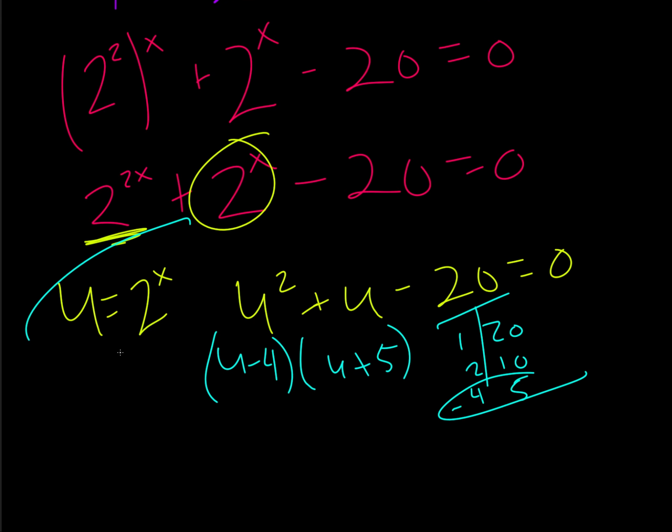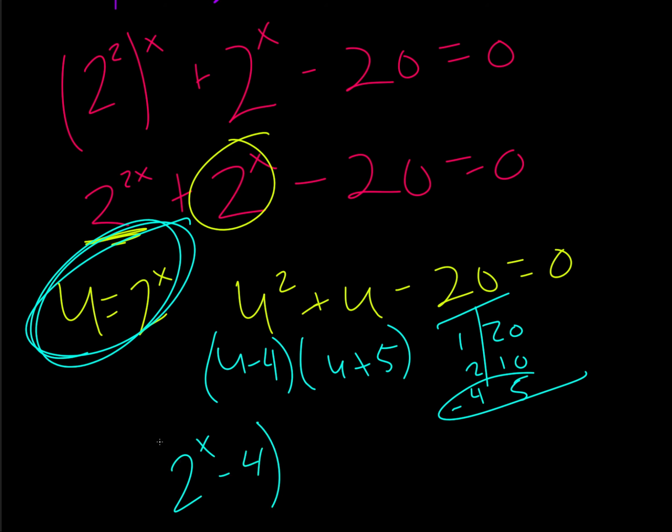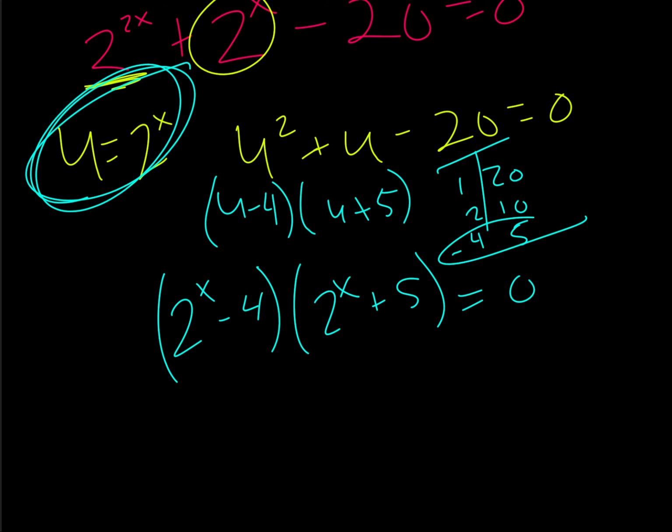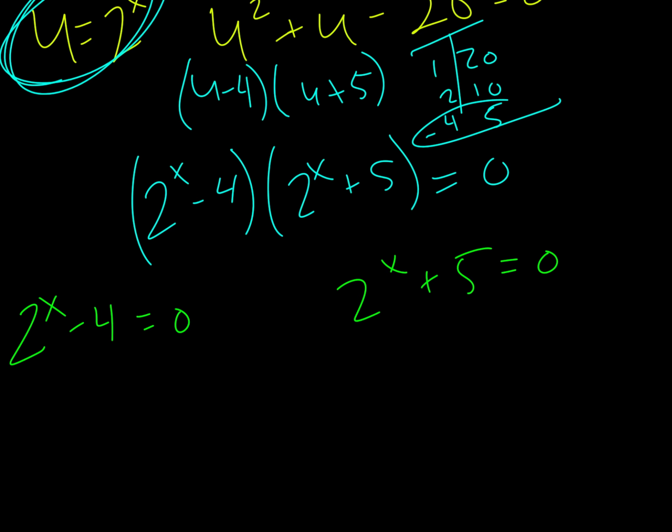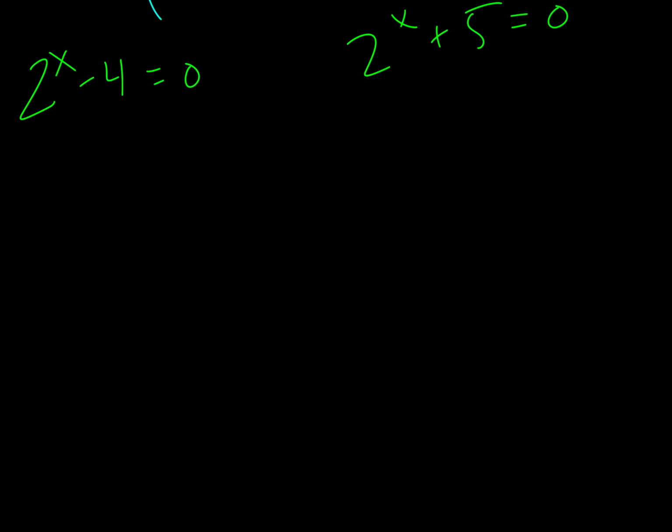And the final step is to just plug this back in. So we get 2 to the x minus 4, and then 2 to the x plus 5, and this is still equal to 0. And we want to actually solve for x. So we're going to get 2 to the x minus 4 equals 0, 2 to the x plus 5 equals 0. And then we just need to go through the algebra on that. So we add 4, 2 to the x equals 4.